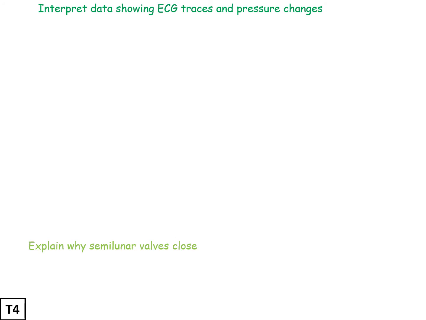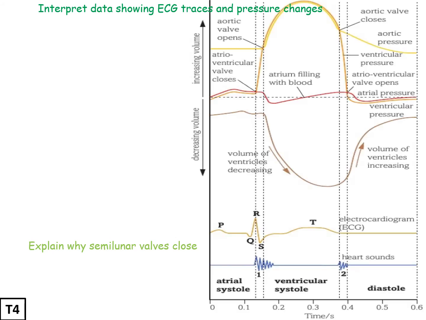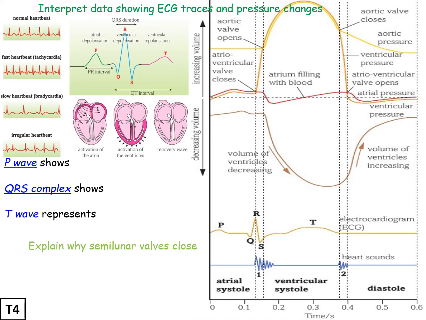Interpret data showing ECG traces and pressure changes. If you look at the ECG trace at the bottom, ECG is an electrocardiogram, and it's related to the contraction of the heart. There are 3 stages that you need to know for the exam. You've got P waves, QRS complex, and T waves. And going back to the cardiac cycle, we could split that into those 3 distinctive stages.